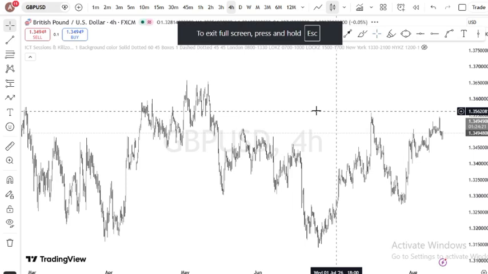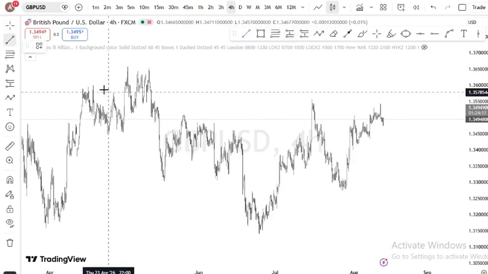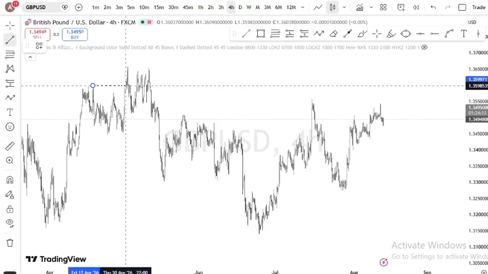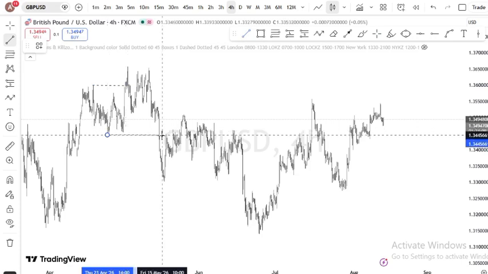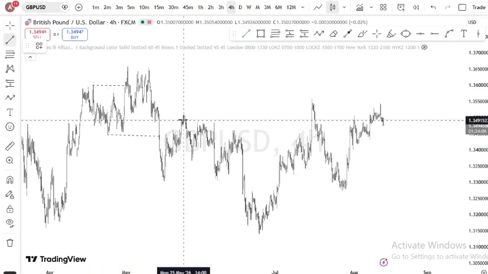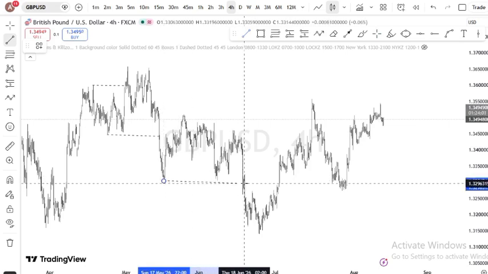So for the technical analysis, if you look at GBP USD, you will see that here we have this last break of structure to the upside. Then we add a change of character. Then we have a retracement. Then we add another break of structure to the downside.